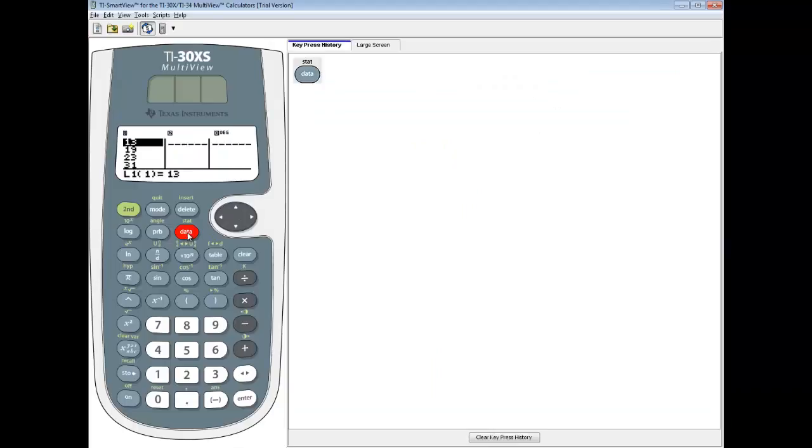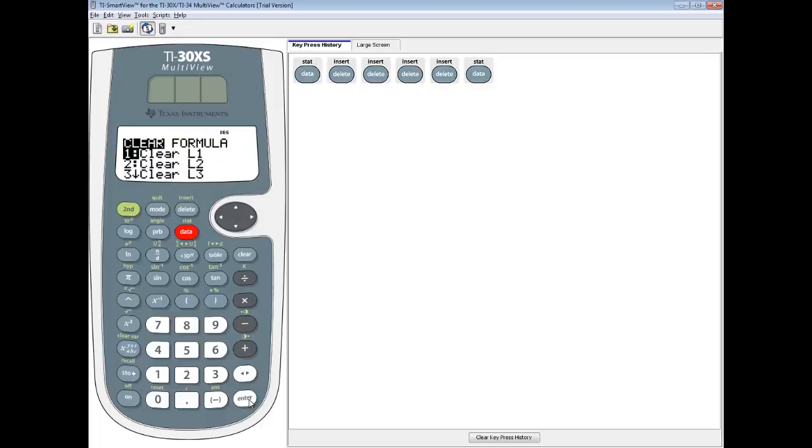So press data, and I already have numbers here, so I'll press delete over and over. Even though these are the same numbers, I'm going to re-enter. To clean out the list very fast, you press data one more time and press enter on 1, clear L1.